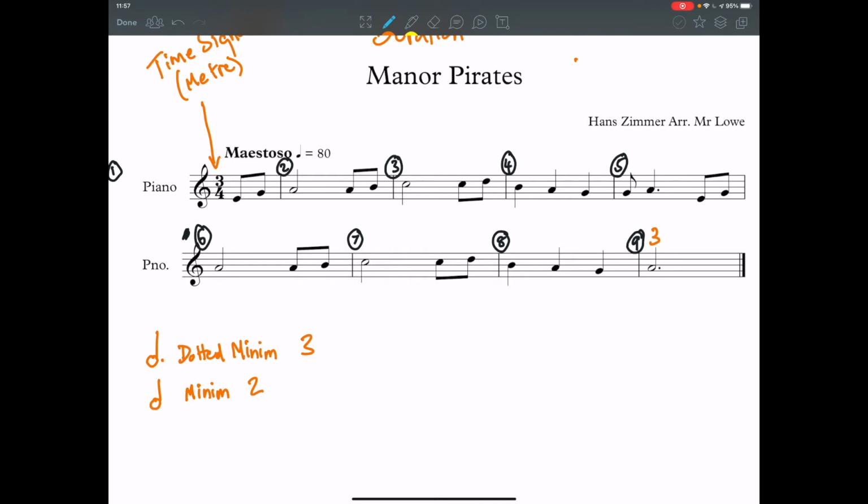As we look through the music, there's a minim at the beginning of bar 2. So let's label that. At the beginning of bar 3. At the beginning of bar 6. And at the beginning of bar 7.